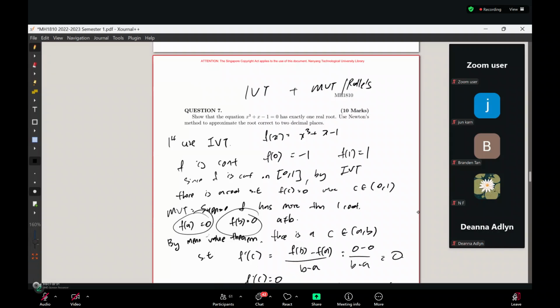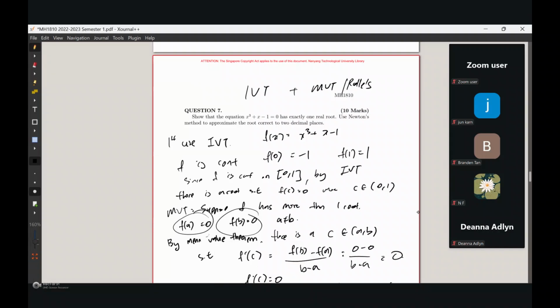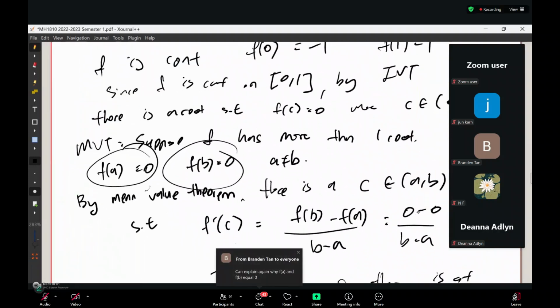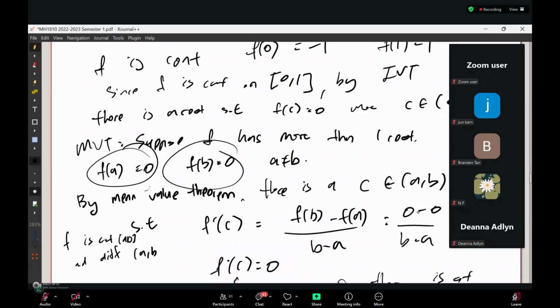Must I say f is continuous on [a, b] and differentiable on (a, b)? Yes, you need to always state it. I mean, I didn't state it, but you should state it. So here, you can write: because f is continuous on [a, b] and differentiable on the open interval (a, b).